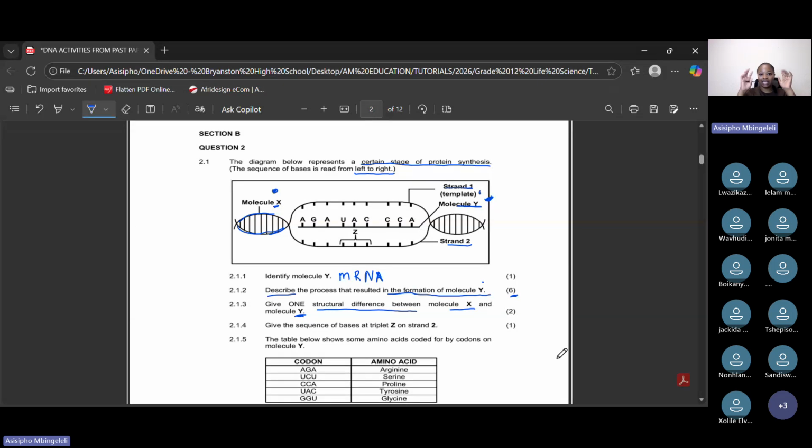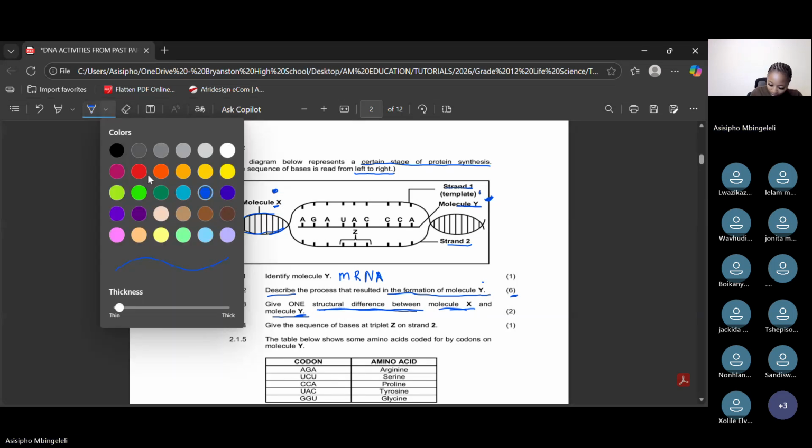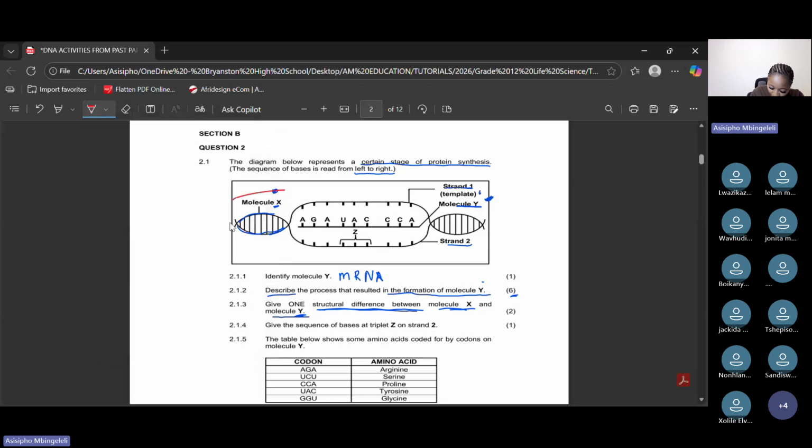Okay, let's look at this. Let's break down this question so that me and you can understand it. In 2.1.3, they're saying we must give one structural difference. The difference we are looking at is between molecule X and molecule Y. There is molecule X here, with the two strands. And molecule Y is the strand here that is formed in the middle.